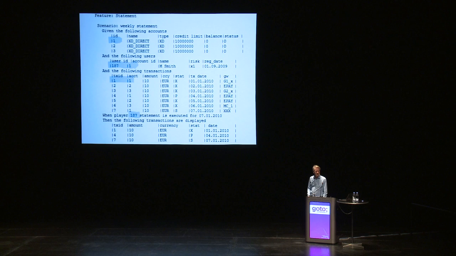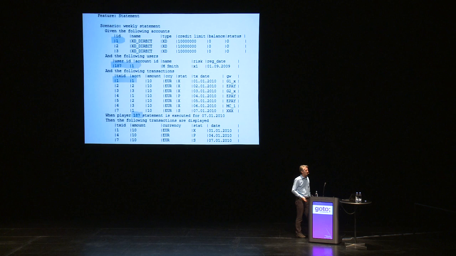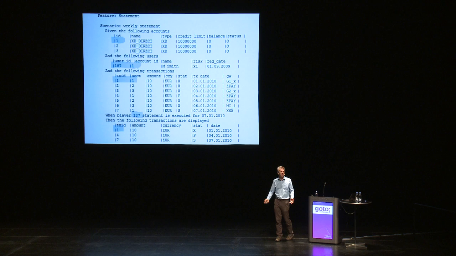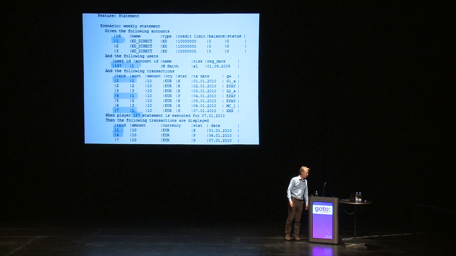And because in our transactions that we've set up as part of our givens, we've got transaction number one that's associated with account number one, therefore we expect transaction number one to be in player 187's list. Okay, fair enough. By the same process, transaction four is also account number one, therefore it appears in the then. And number seven, again, also account number one. We see seven down the bottom.